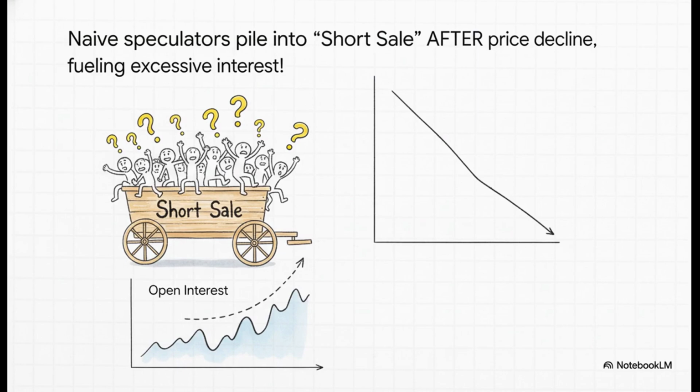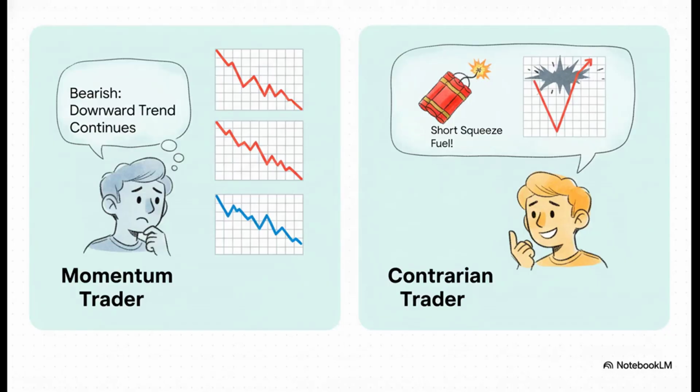And now, a wave of, let's say, less informed speculators sees that downtrend and they jump on board, shorting the asset, betting it's going to fall even more. This makes open interest spike while the price is down, a classic bearish signal from our playbook, right? But these traders, they're late to the party, and their positions are about to become pure fuel for a rocket ship.